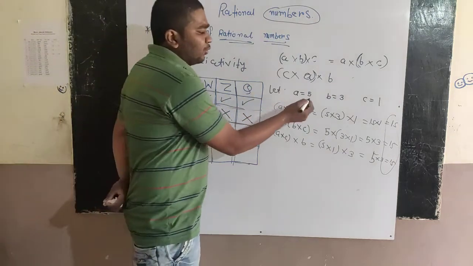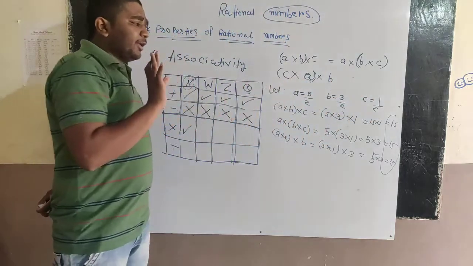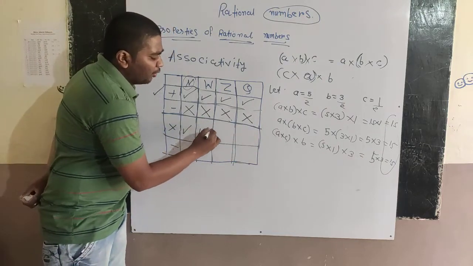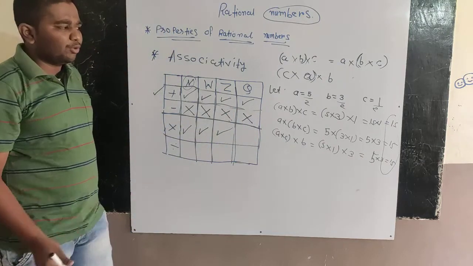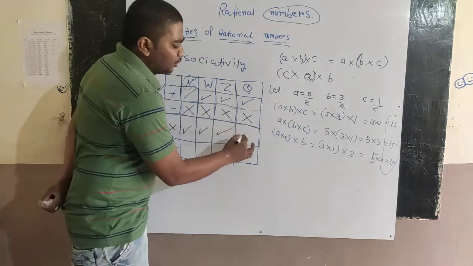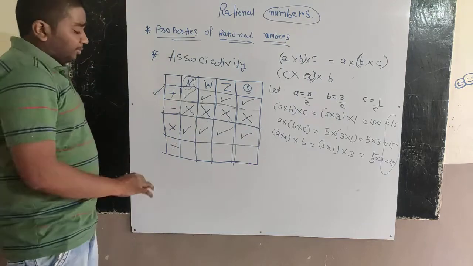Similarly, whatever you want to take, 5 by 2, 3 by 2, 1 by 2, it is your choice. For rational numbers I am talking, because whole numbers will also be there, integers will also be there, that you know. So here also it will be true for every number. So rational numbers are also associative under multiplication.